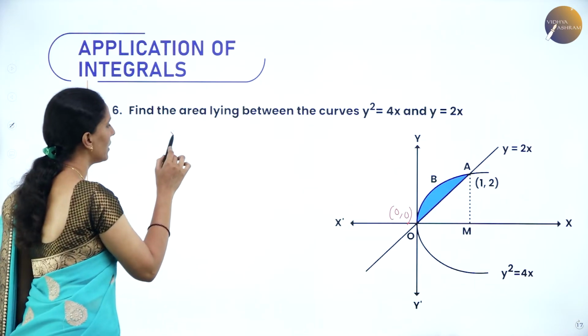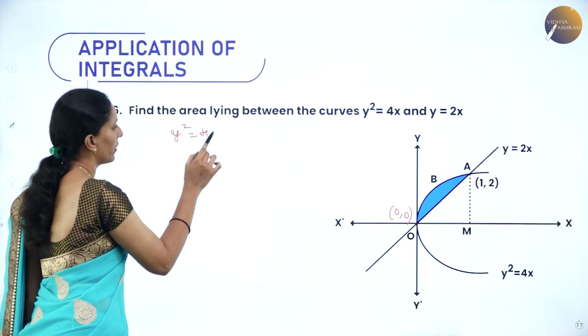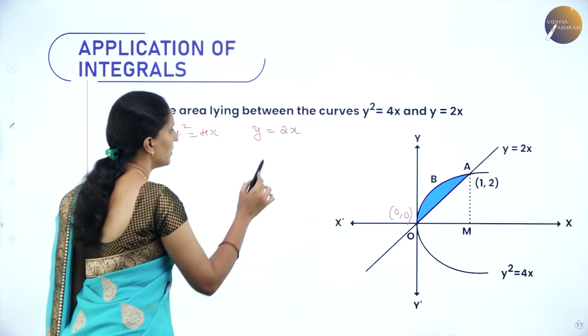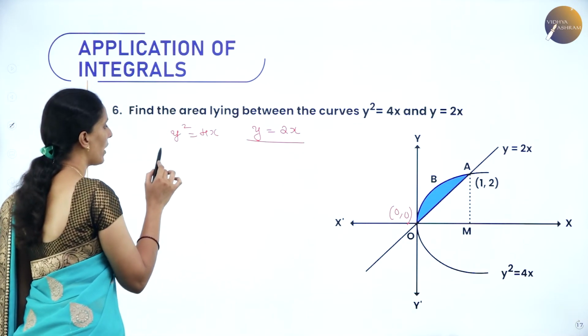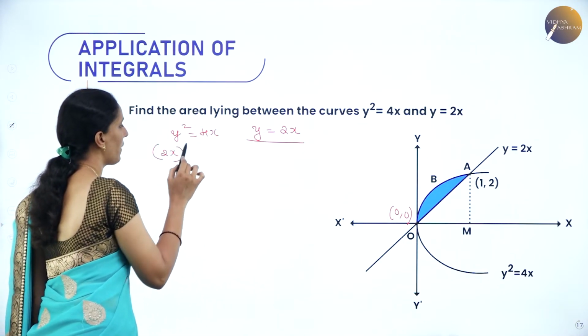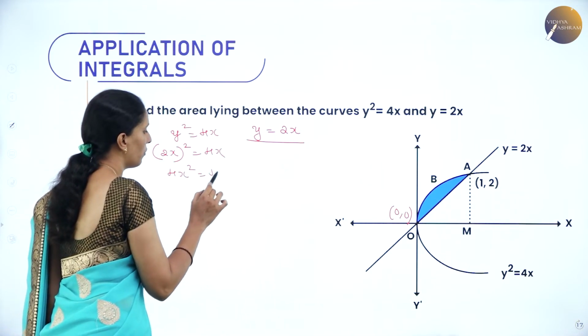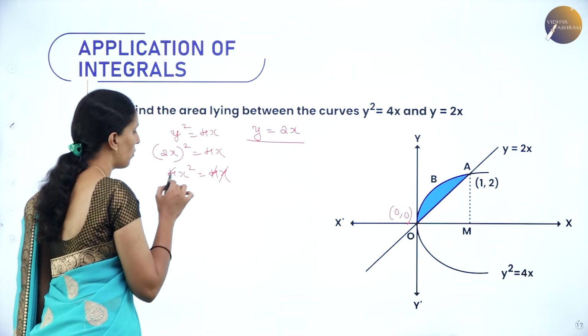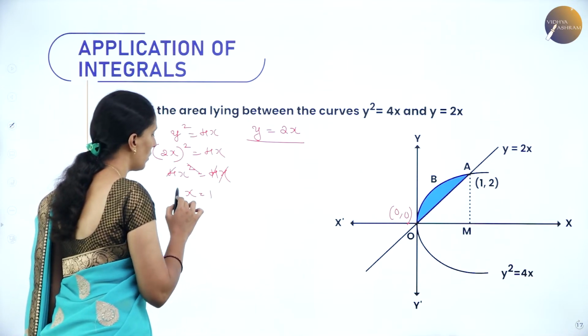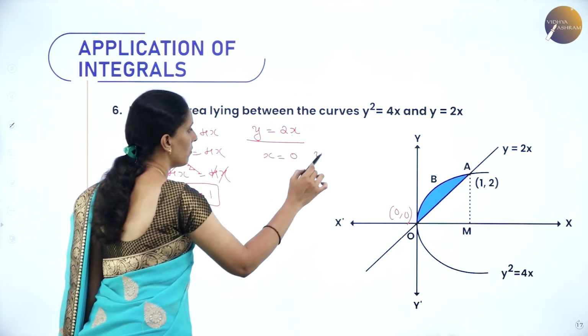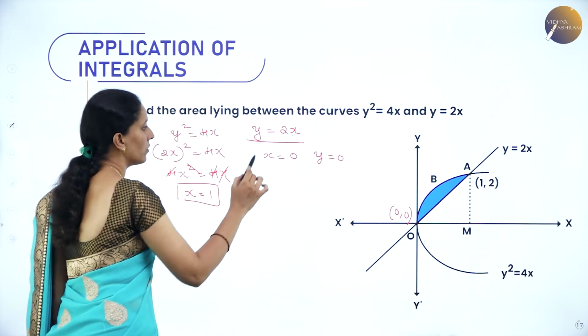How? We have y square is equal to 4x and y is equal to 2x. So put y is equal to 2x here. What happens? 2x whole square is equal to 4x. So 4x square is equal to 4x. So 4x cancels, we will get x is equal to 1. And if you put x is equal to 0, y is also 0. So this is also possible.